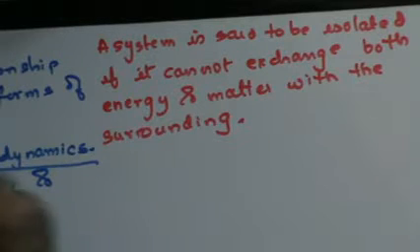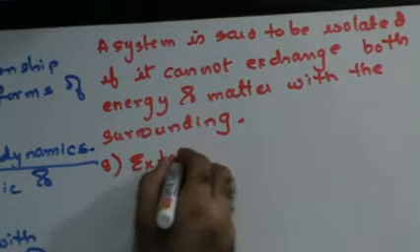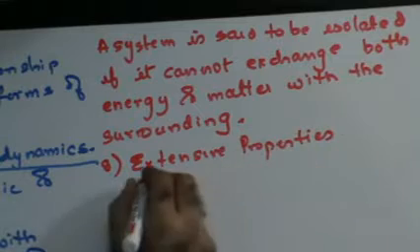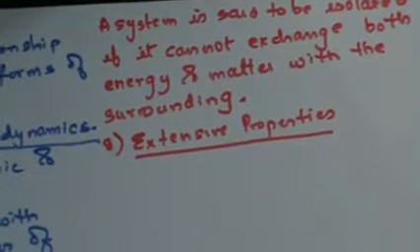Next, let's see what the different properties of a system are. What do we understand by extensive properties? These are those properties of which the magnitude depends only upon the quantity of matter present in the system. Mass depends upon the quantity of matter. Volume depends upon quantity of matter. Surface area depends upon quantity of matter. Work depends upon quantity of matter.